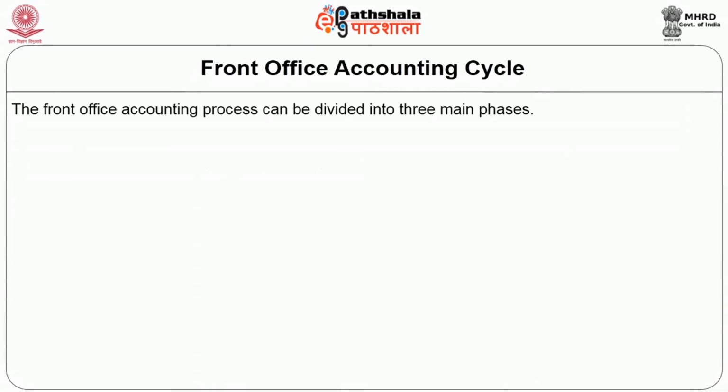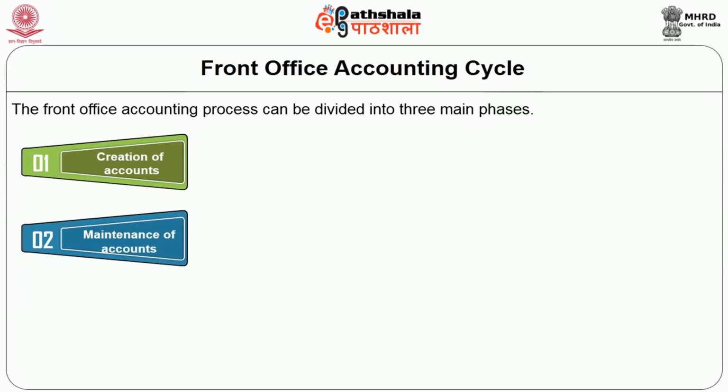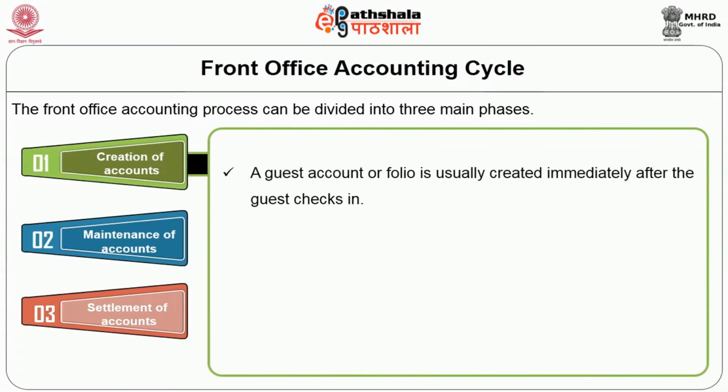From this, it can be seen that the front office accounting process can be divided into three main phases. Number one, creation of accounts. Number two, maintenance of accounts. And number three, the settlement of accounts. A guest account is most important to the guest as well as the hotel property.